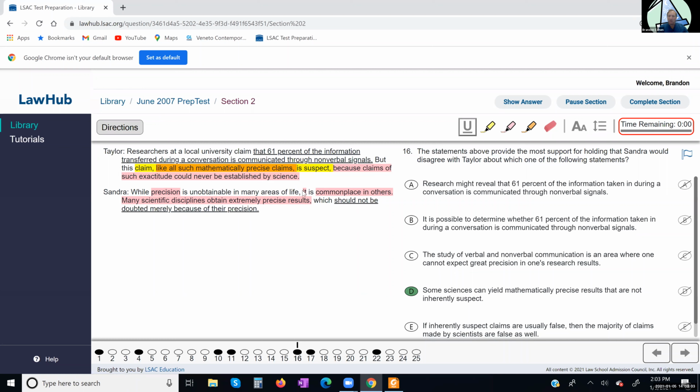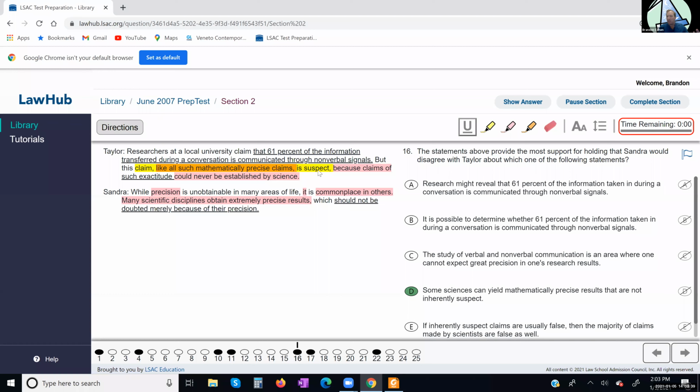So what I think Sandra's attacking is actually a couple things. One, the pink up here, that because claims of such exactitude could never be established. I think Sandra's generally saying, hey, claims of exactitude, I don't know about such exactitude because Sandra's not commenting on that precise 61%, but she is saying, look, we can reach some level of exactitude. Okay, and that doesn't make it suspect. So I'd really say it's that assumption, that we can't ever reach exactitude and that makes us doubt it.